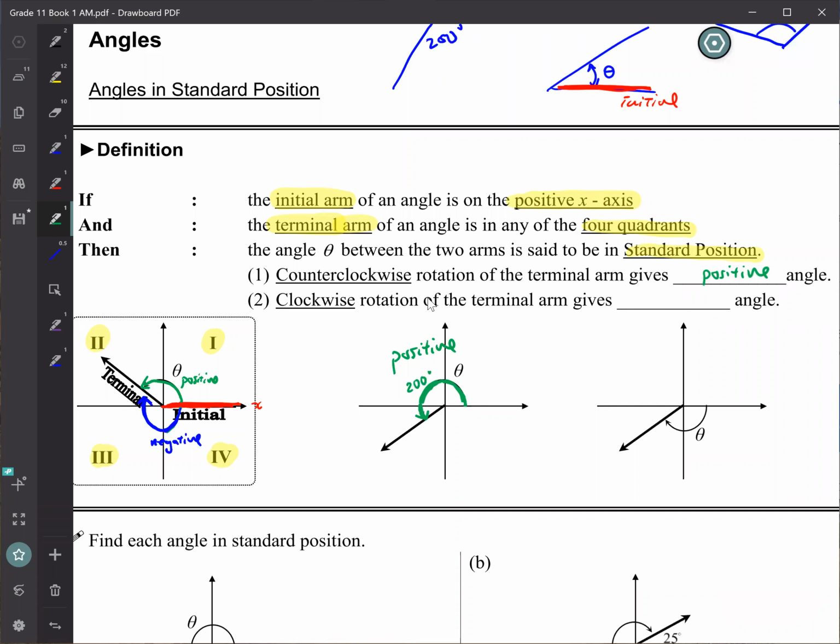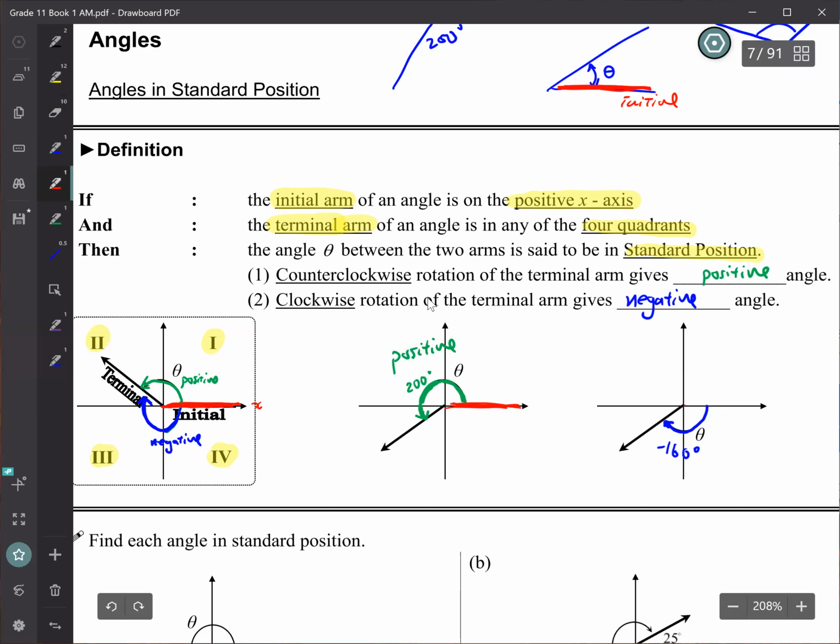If you turn the other way, I use the blue, clockwise will be negative. Going this way. If the green one is 200, the leftover should be 160, because a complete circle is 360. But because you go clockwise, you have to write negative. So the angle should be negative 160 degrees. So the angle could be positive or negative, depending on the direction you turn.